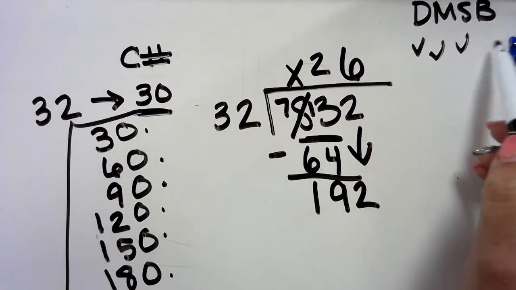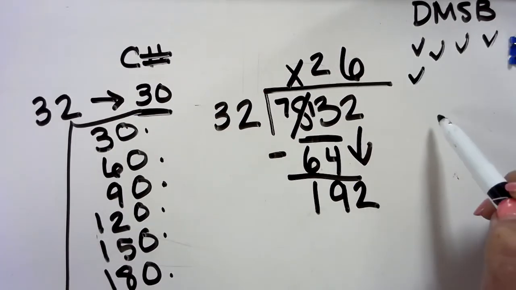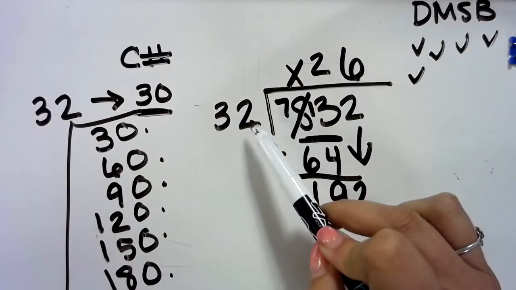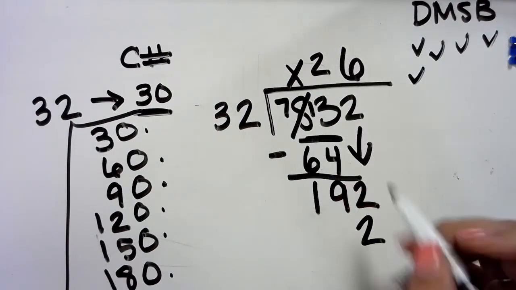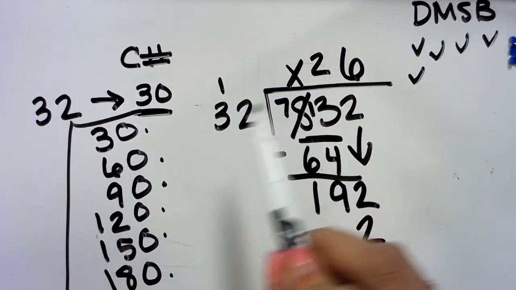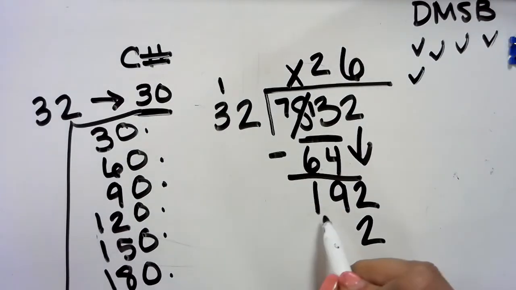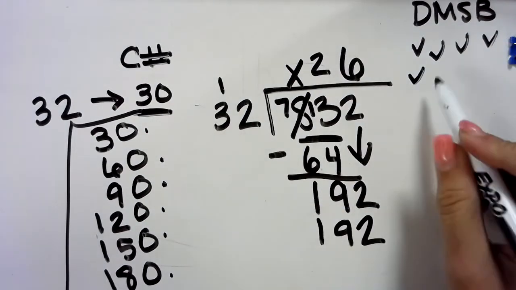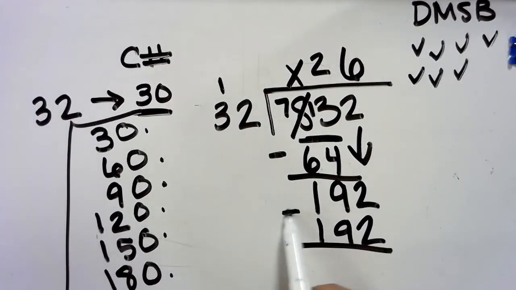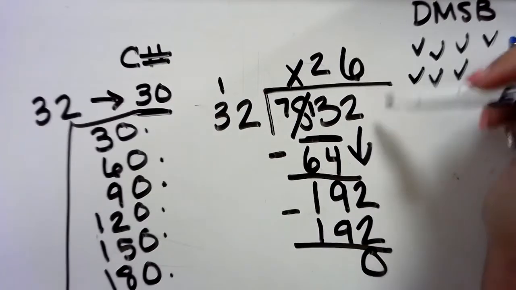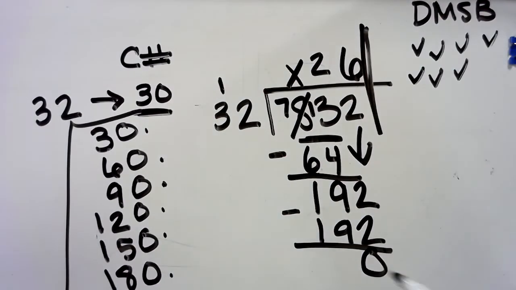So now I've brought down, I divided, now I'm going to multiply. 6 times 32. I don't know that, but I know 6 times 2 is 12. Carry the 1. 6 times 3 is 18 plus the 1 is 19. I multiplied. Now I've got to subtract. 192 minus 192 would give me 0. There's nothing else to bring down, and I'm at that wall that Miss Webster's talked about, and I have a 0. So my answer is 26.